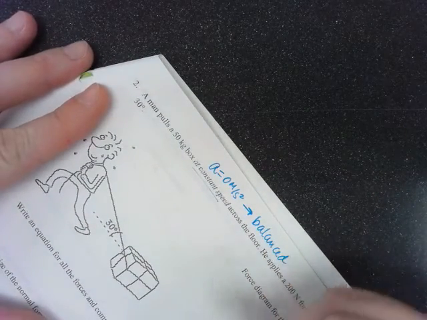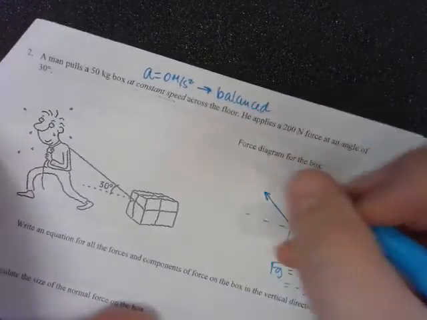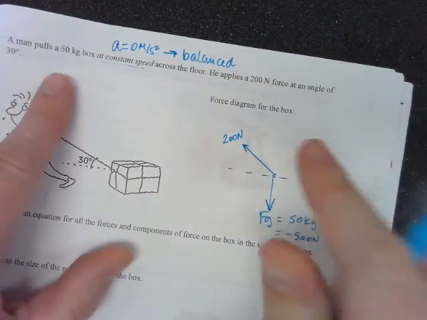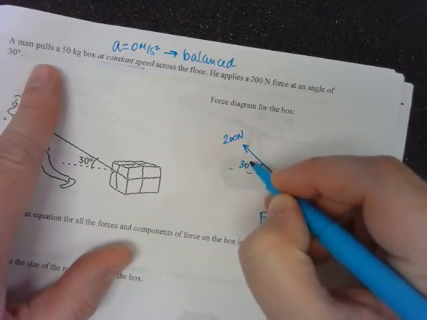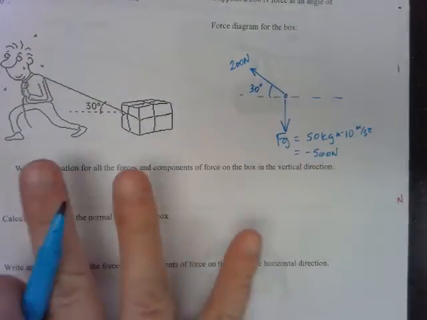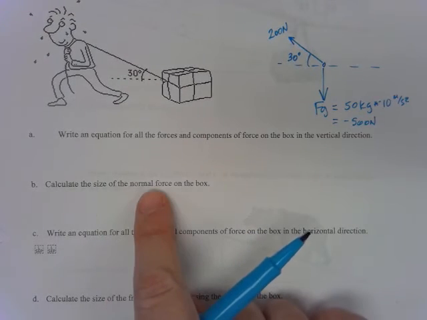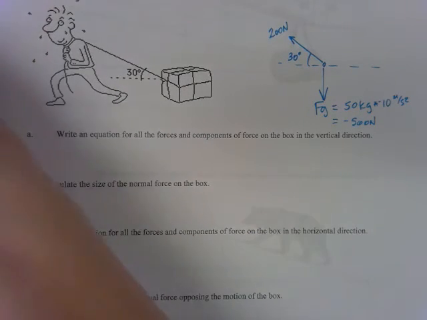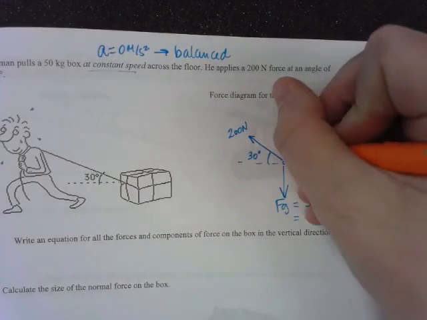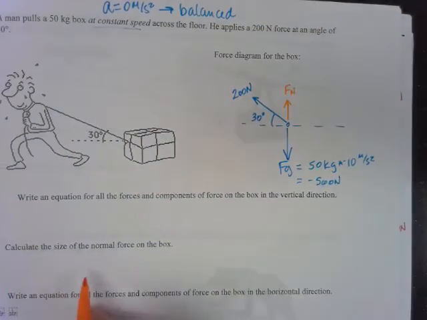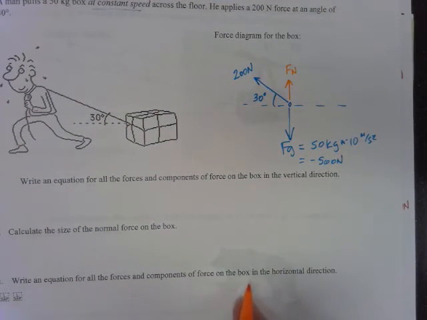We are told that we've got a force here where a box is being pulled with, these are not to scale, 200 newtons of force at an angle of 30 degrees. So that's what our force diagram is going to look like. So what you guys need to do with this is write an equation, calculate normal force on the box. Remember, normal force is going to be the opposite direction, right? Write an equation for all the forces and components on the box in the horizontal direction. Calculate the size of the frictional force.